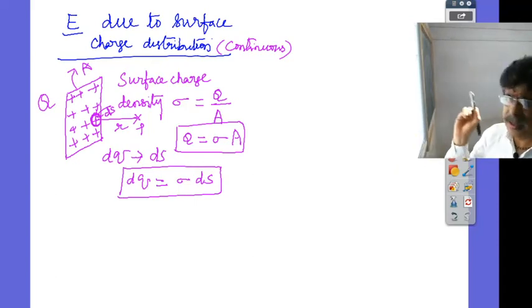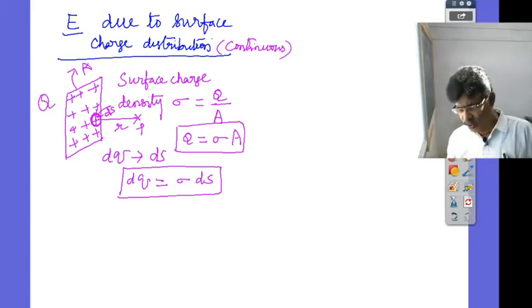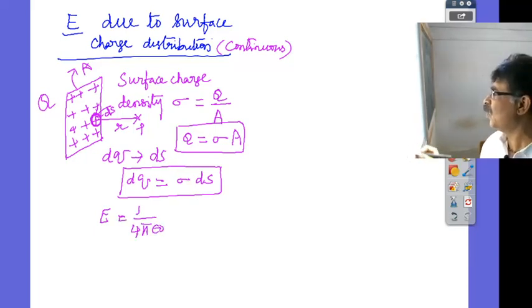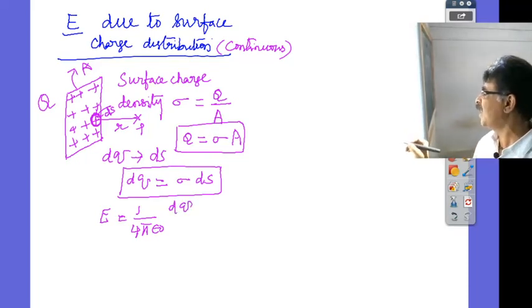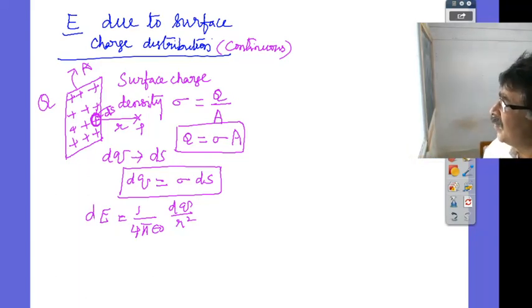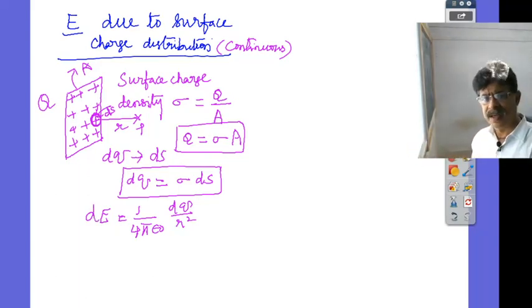Now this dq is a point charge. Suitably you can apply the expression that you already derived for the electric field because of a point charge, that is E is equal to 1 by 4 pi epsilon naught into dq by r square. As this is a small charge, the field is very small, dE.